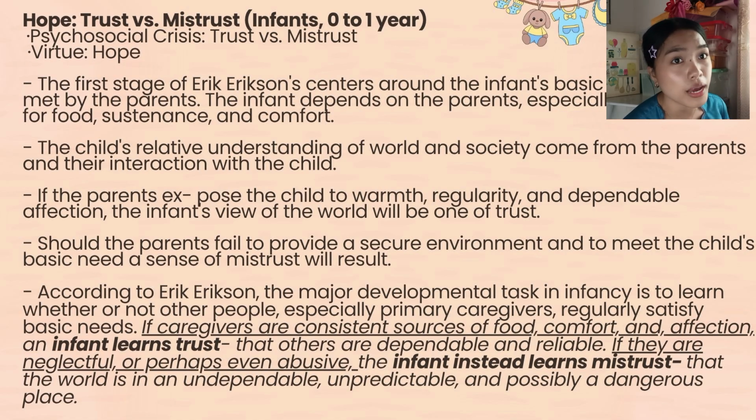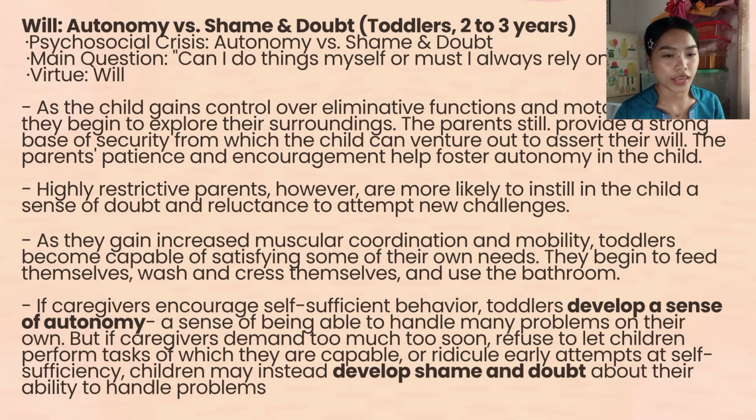But if again the caregiver really shows empathy and care to the baby, of course the baby will learn to trust. The mindset also of the child is that the world is a place where dependable people are present. Okay, now let's proceed with the second stage, autonomy versus shame and doubt. So toddlers 2 to 3 years. So the main question, can I do things myself or must I always rely on others?